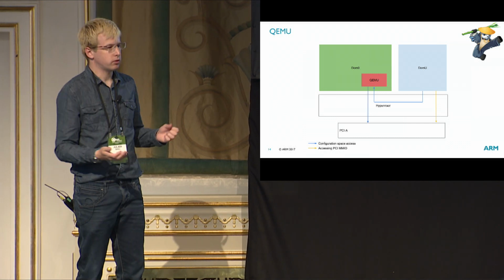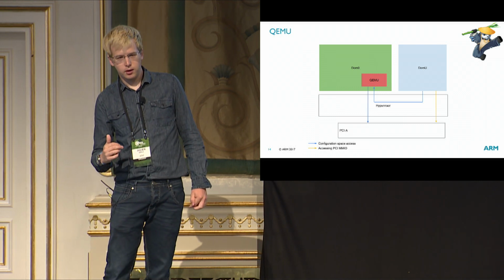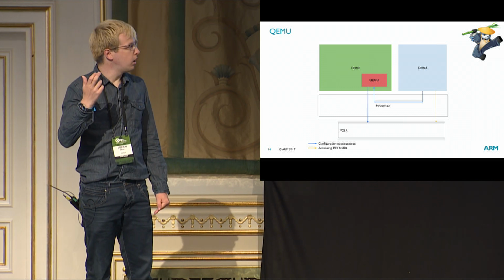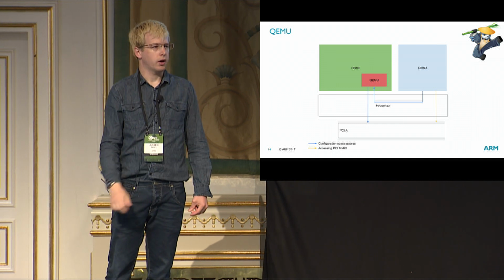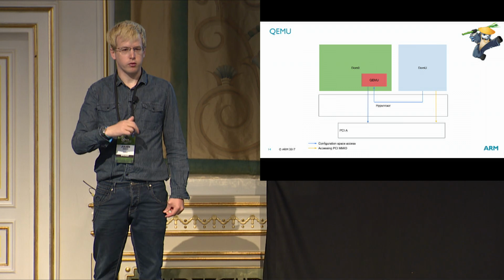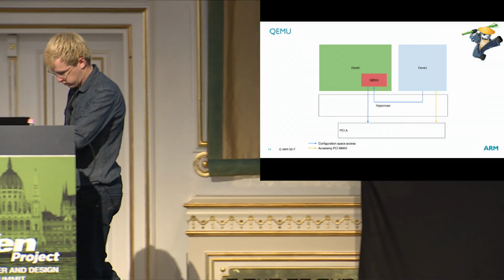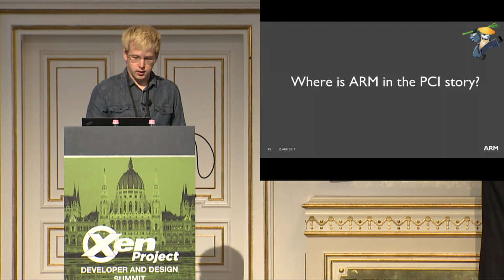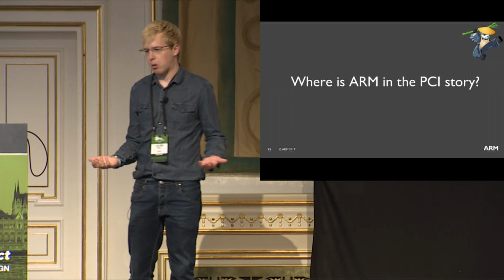So every time that you're accessing the configuration space, you will trap in Xen, then forward to DOM0. DOM0 will handle it in QEMU, and QEMU will do the access on behalf of the guest, and then go back to the guest. So this is the way it works for x86. What do we want on ARM?